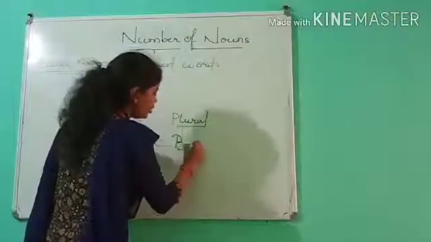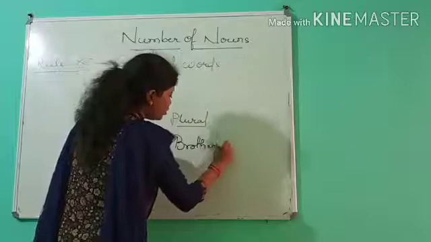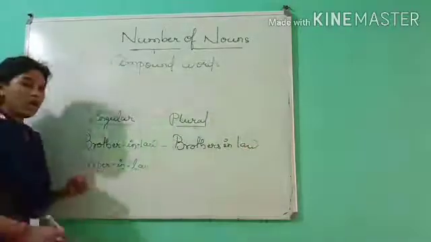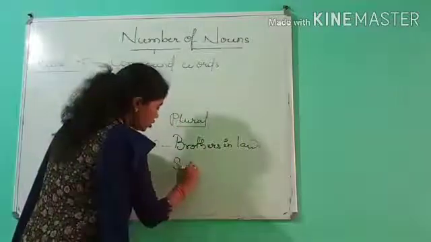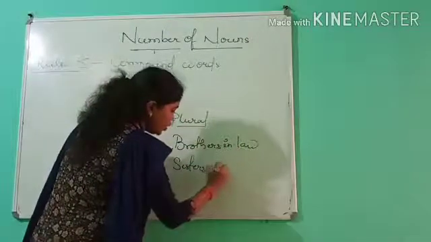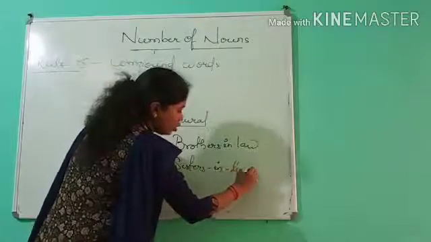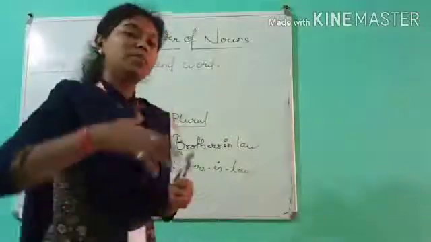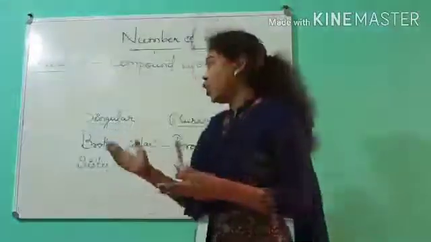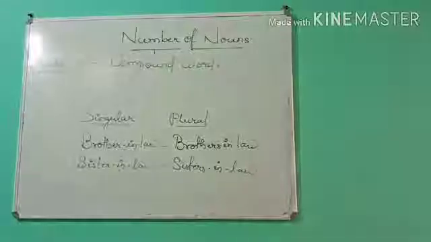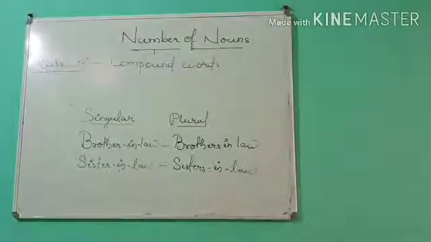If I write it here, it will be brothers-in-law. What about this sister-in-law? It will become sisters. We need to add S to it, right? And we will write sister-in-laws. Similarly, if I say mother-in-law, that means it will become mothers-in-law, fathers-in-law. So in this way, it is changed from singular to plural form.